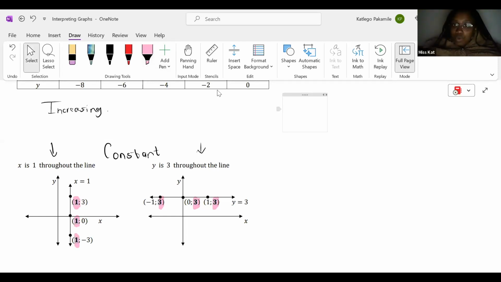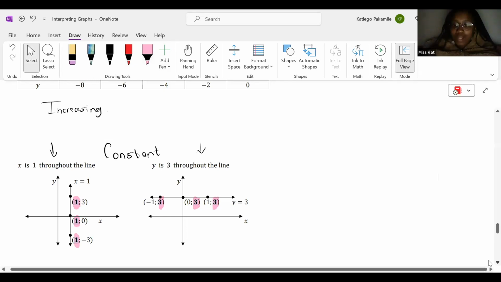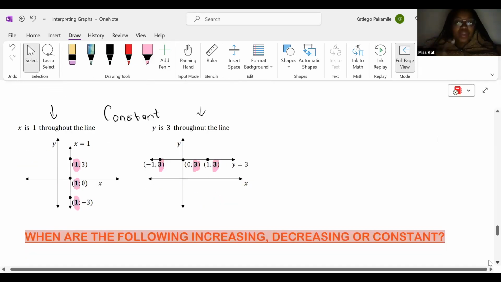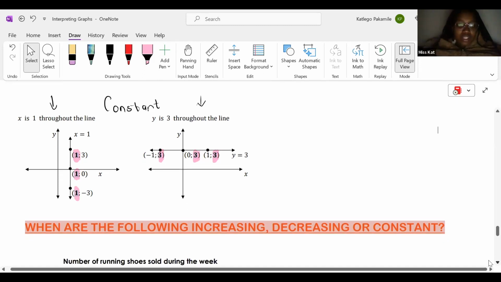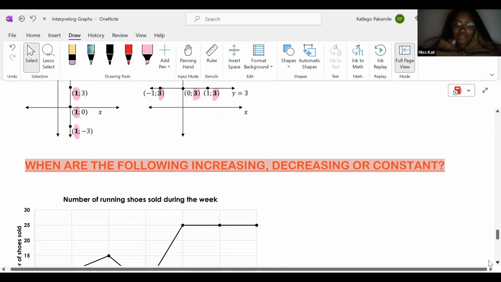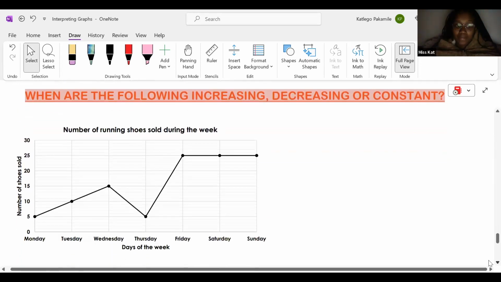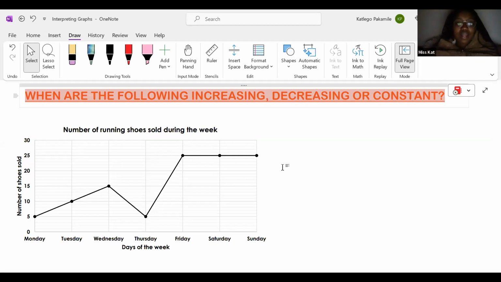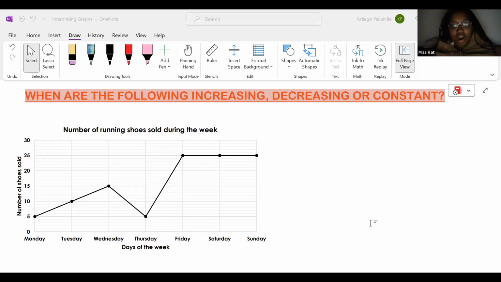Okay, are we with me? Let's do one challenge and then we can all go. When are the following graphs increasing, decreasing, or constant? I hope we're ready. Okay. When are the following graphs increasing, decreasing, or constant? So yes, we can have graphs that look like this. They are increasing, decreasing, and constant. Who can tell me when they are increasing? When is this graph increasing?